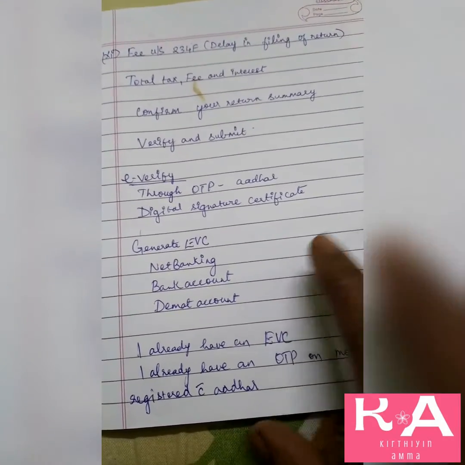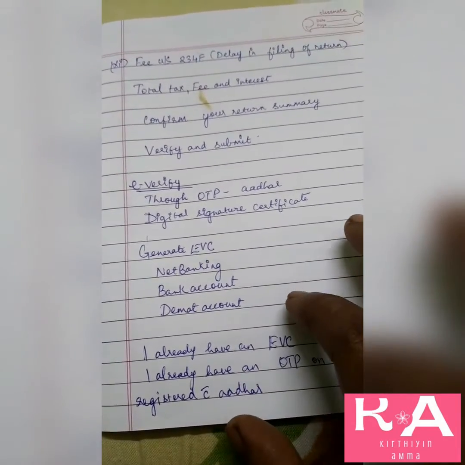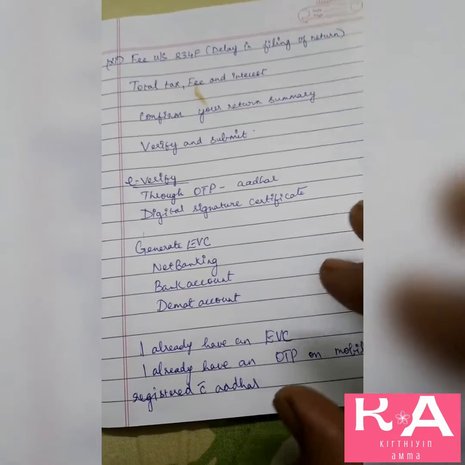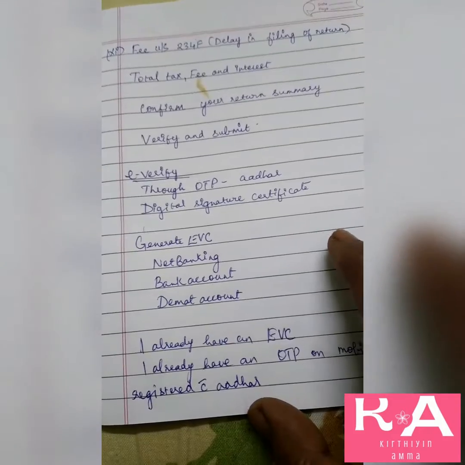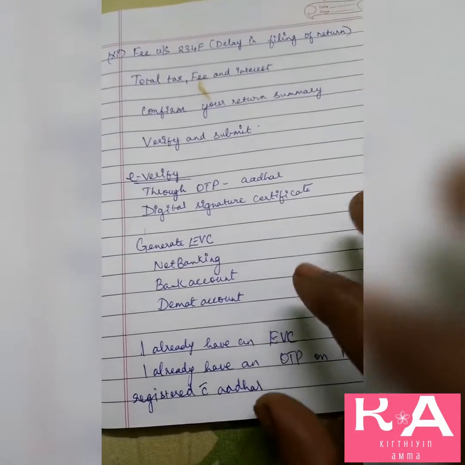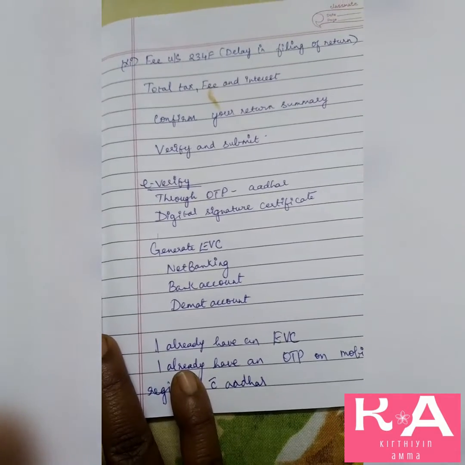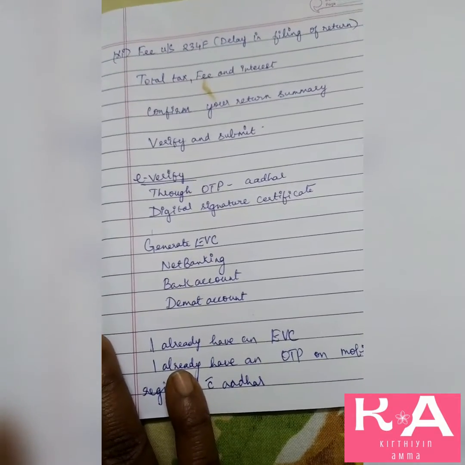You will get an acknowledgement number, and the income tax return will be processed after some days, and you will have a mail confirmation also. So that is about e-filing ITR 1 for salaried individuals.